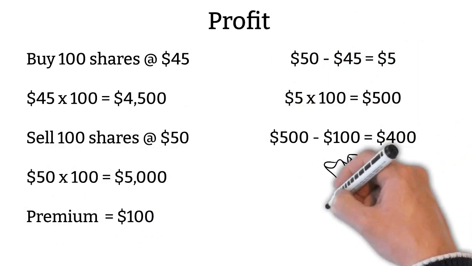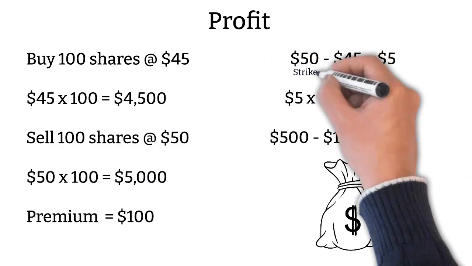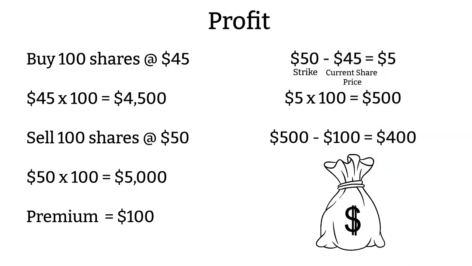To figure out your total profit from a put, you would subtract the current share price from the strike price, multiply that times 100, and then subtract the premium that you paid for the contract. So if Uber was trading for $45 per share, you would subtract that from the strike price of $50 per share, multiply that times 100, which would give you $500. The $500 is what you would have made from buying at $45 per share and selling at $50 per share. Then you subtract your premium of $100 to give you your total profit of $400.